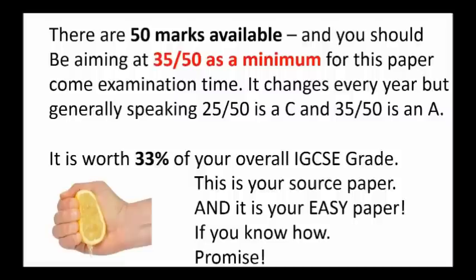First off, you should know that there are a total of 50 marks available. And as a rule, you should be aiming at 35 out of 50 as a minimum score for this paper come examination time. It changes every year, but generally speaking, 25 out of 50 is around about a grade C, and 35 out of 50 is normally around a grade A.